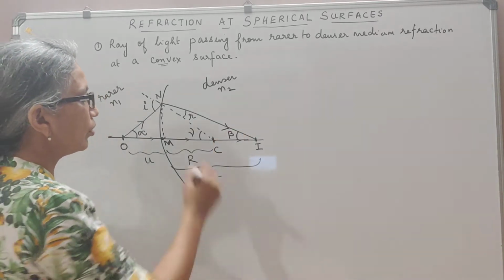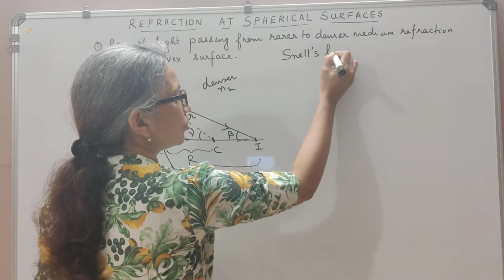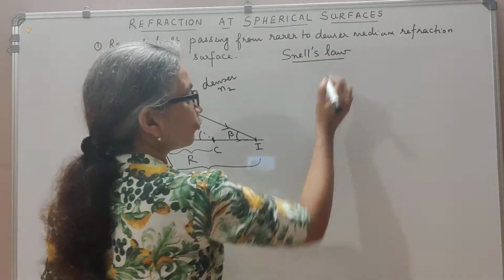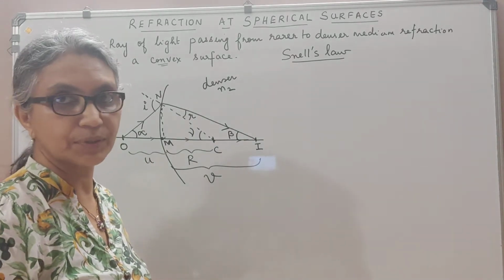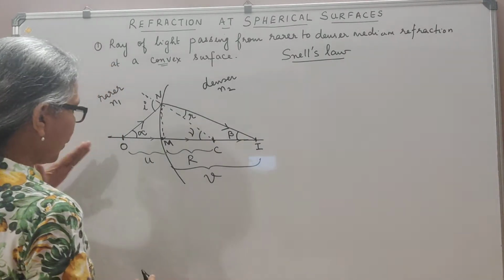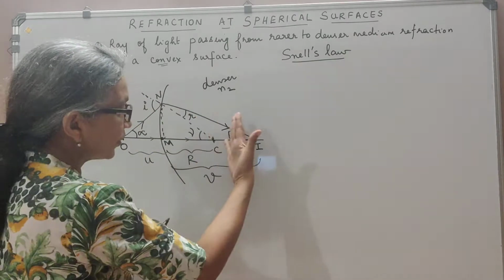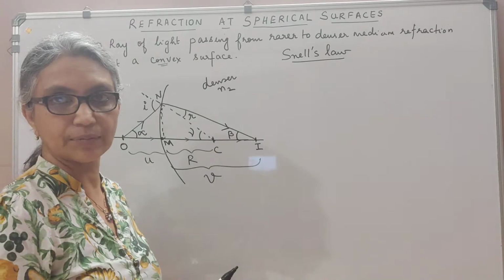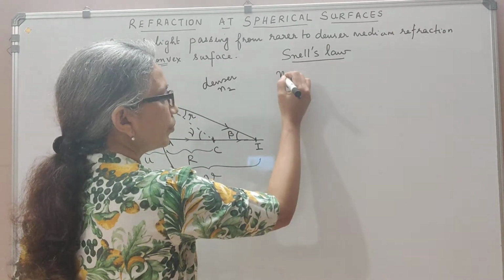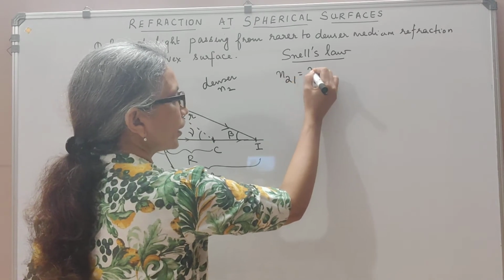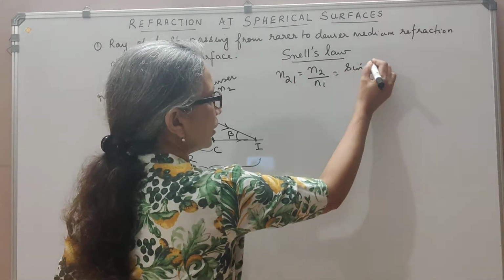Now I am going to first start with Snell's law. Snell's law, I told you, simply talks about the refractive index of the second medium with respect to the first. How do you decide the first medium and the second medium? Where the light is entering from, that will be the first medium. The medium the light is going into will be the second medium. So the refractive index of the second medium is N2. So we are talking about N21, which is N2 by N1, which is equal to sin I by sin R.